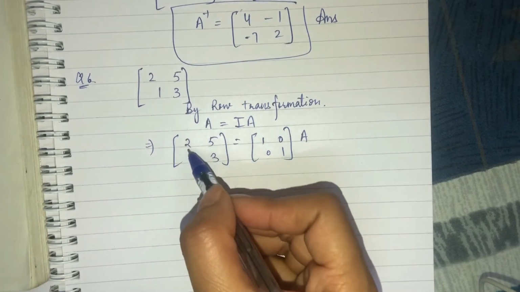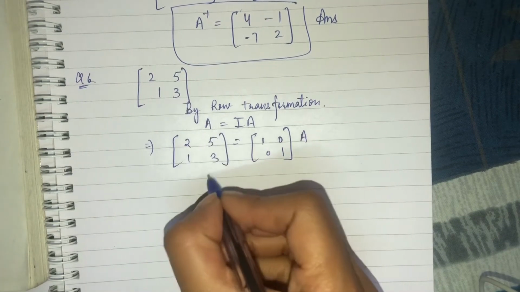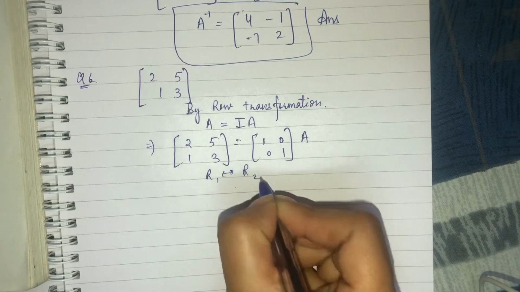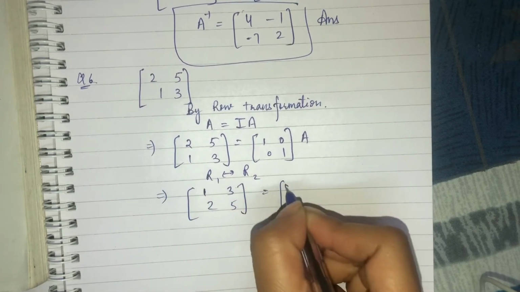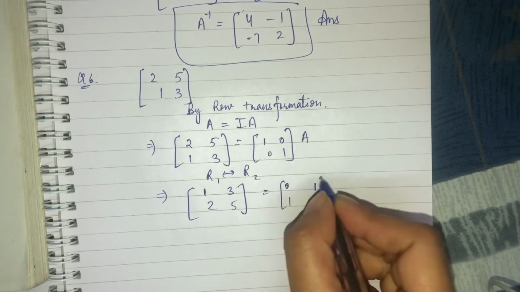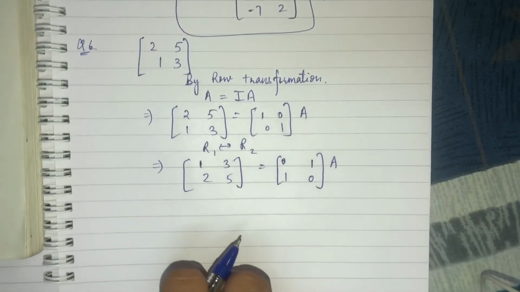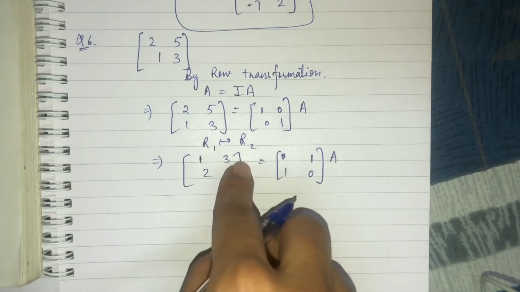So what I want here 1. Can I interchange the rows? Yes, we can do that. बहुत easy हो जाएगा. R1 R2 को interchange कर दिया. 1325 and here it is 01. Here also I am interchanging the rows. Now this is it. ये करना था, कर दिया.